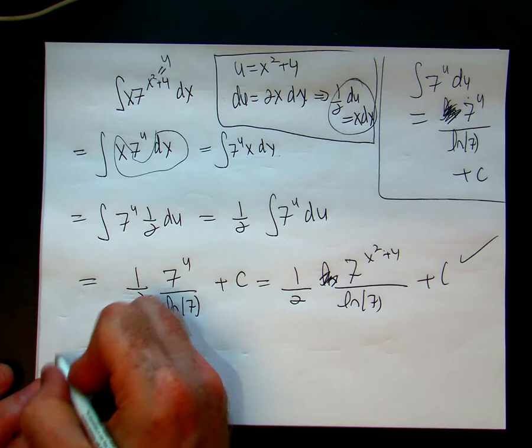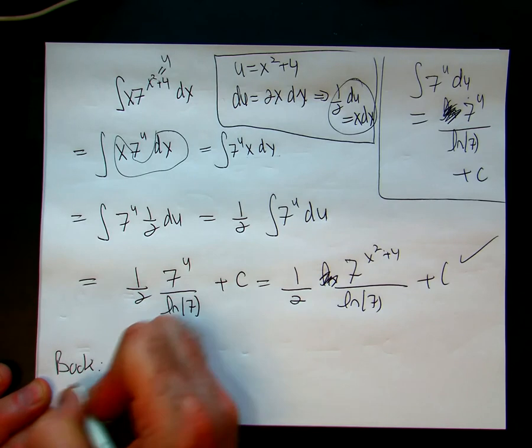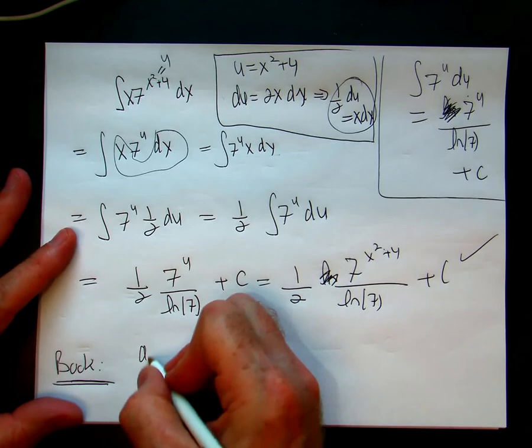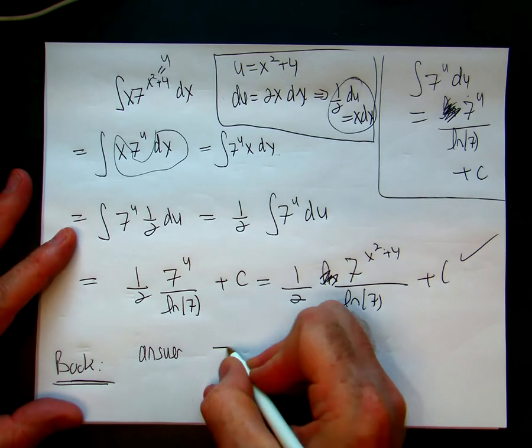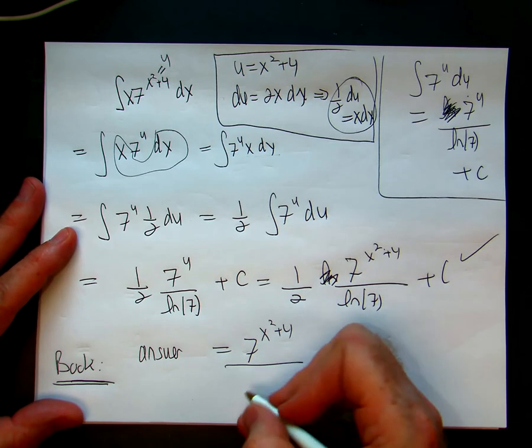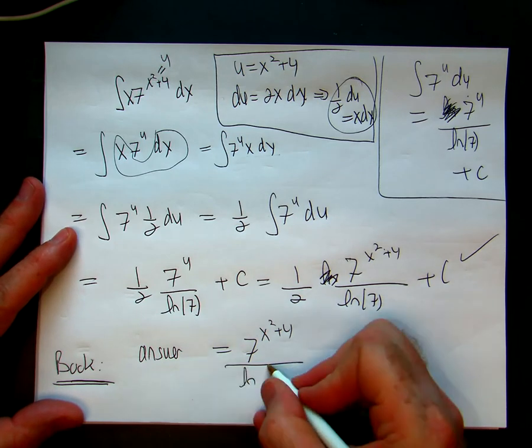Perfect. Now you look in the book. I'm making this up. This isn't in the book, but the book does things like this all the time. You see the answer is 7 to the x squared plus 4 over natural log of 49.